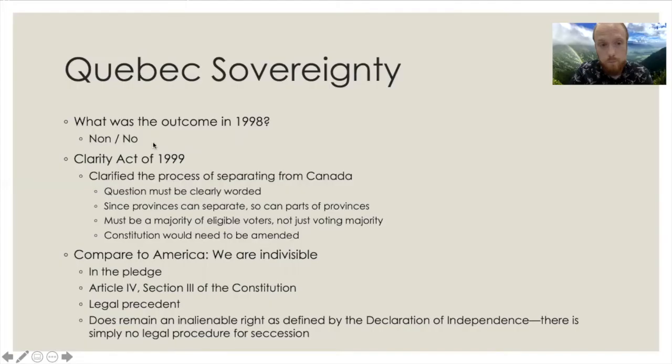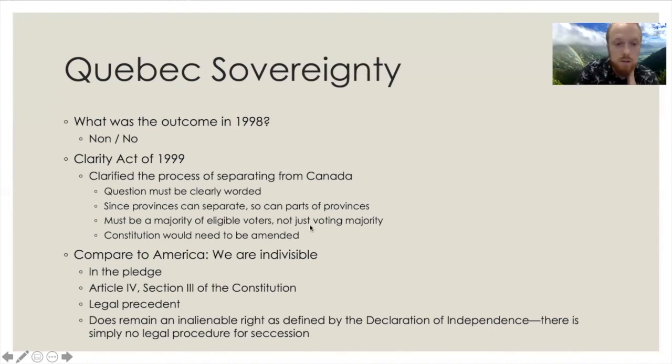It was always no. So eventually Canada created the Clarity Act, which basically defined the way that a part of Canada can leave Canada, because other provinces had also been like, well, if Quebec leaves, then we're leaving too. So they made all these rules. It has to be clearly worded. Provinces or parts of provinces can separate. It has to be a majority of eligible voters, not just whoever voted making the decision. It has to be a percentage of the total people who could have voted. And then in the end, the Constitution would need to be amended.